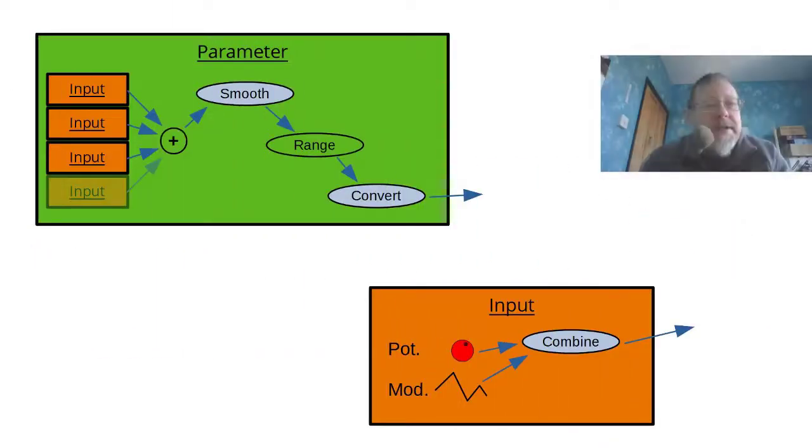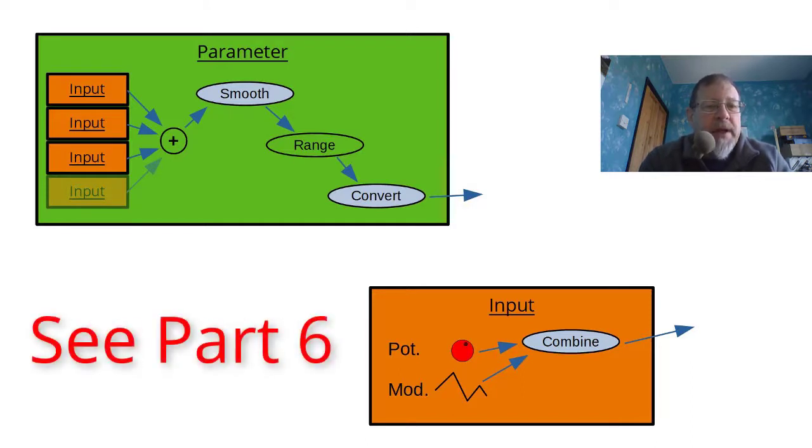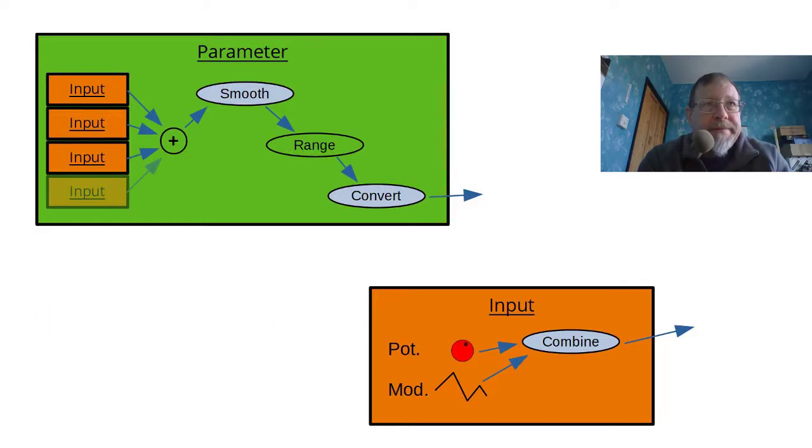So we created a parameter object which takes all the control rate signals like potentiometers and MIDI and envelopes and LFOs, and does everything we need to do to them, and feeds the result into a sound creation or modification module, for instance the filter cutoff.